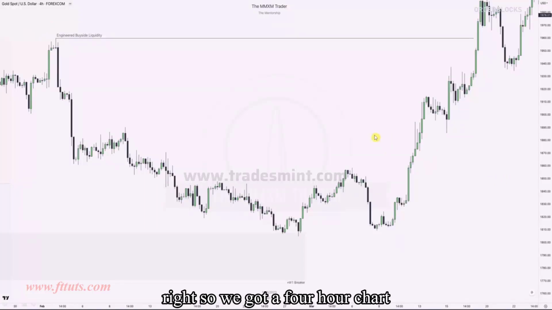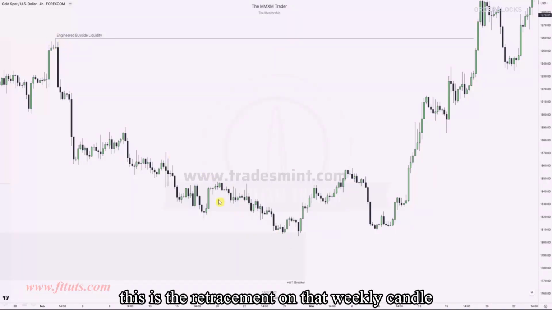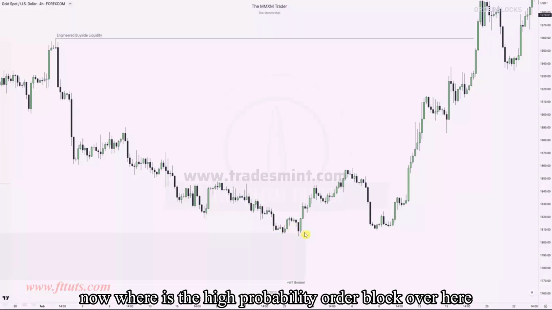Right, so we got a 4 hour chart. It's pretty naked right now, but we're going to annotate a little bit more once we go on. Engineered buy side liquidity to the left of here, right? Price breaks down. This is the retracement on that weekly candle. So we can see the weekly breaker down here. Now, where is the high probability order block over here?